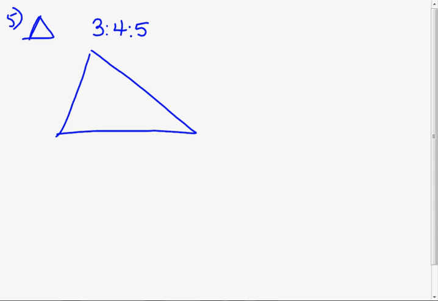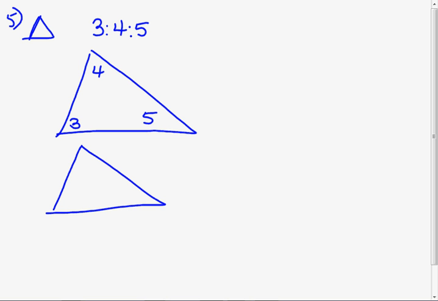Okay, so I have a triangle, and the measures, this is number 5, I believe, are 3 to 4 to 5. Not the sides, but the angles. So the angles could be 3, 4, and 5. But there's a problem with that. If those were 3 degrees, 4 degrees, and 5 degrees, it doesn't add up to 180. So what we could do is we could double them.